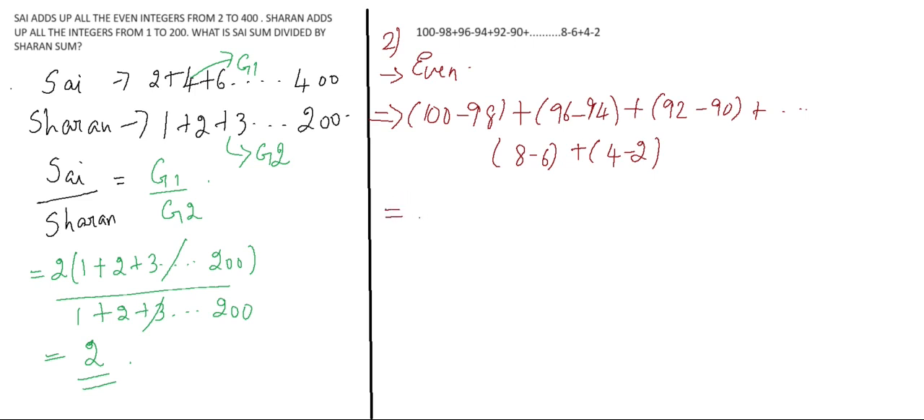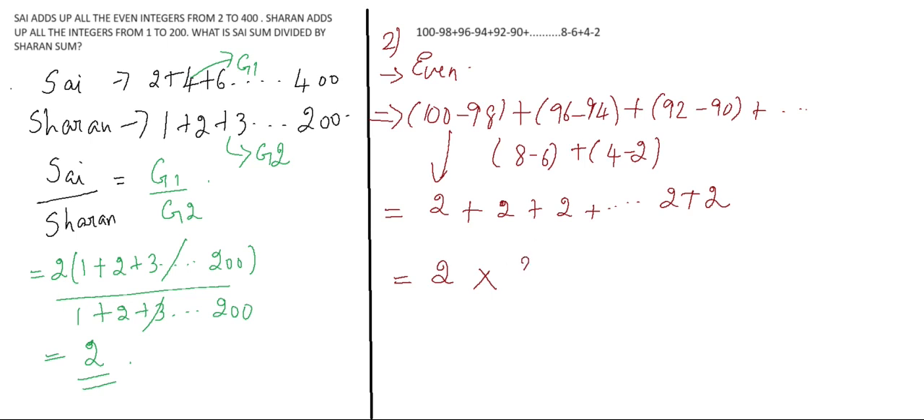When you keenly look at these, every group is going to have the same value. 100 minus 98 is 2, 96 minus 94 is 2 again, 92 minus 90 is 2, and it's going to go till the end. The main reason is that everything is an even number, so the common difference between them is obviously 2. So you have the same value present in all the groups, and you multiply the total number of groups by 2.